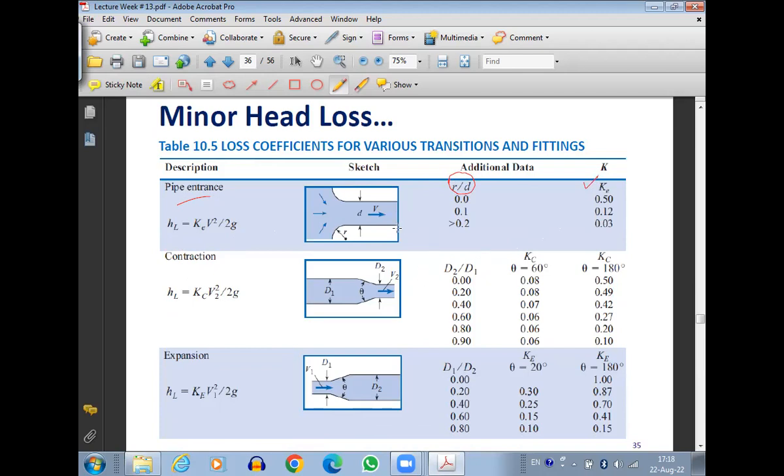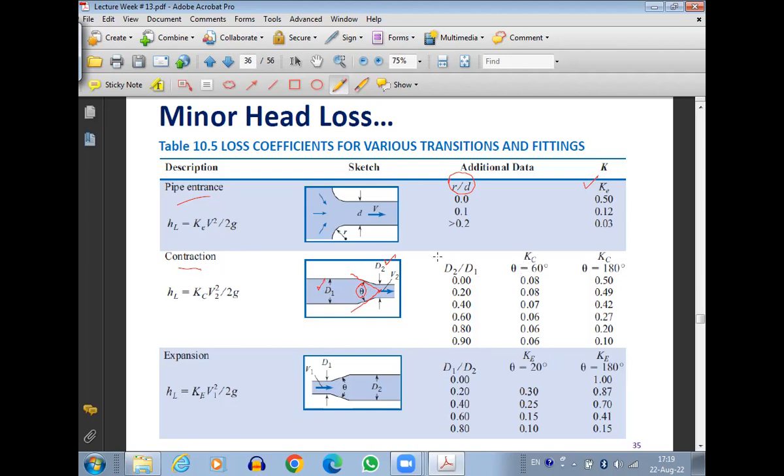Then we have the case of contraction. Suppose I have a bigger pipe and the flow is contracted into a smaller pipe. We can find out the angle of contraction. How do we represent the angle of contraction? If we join the 2 points here, this theta is the angle of contraction. Based upon the angle of contraction, the diameter of the bigger pipe and the diameter of the smaller pipe, we can find out the loss coefficient for the minor head losses, Kc, for the case of contraction.